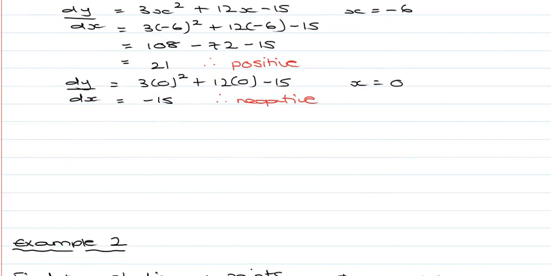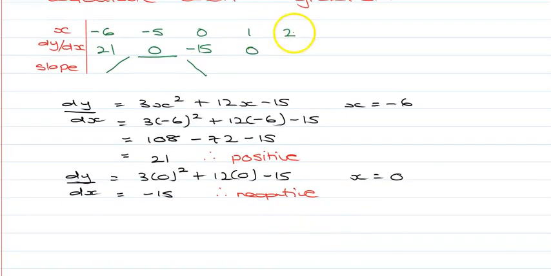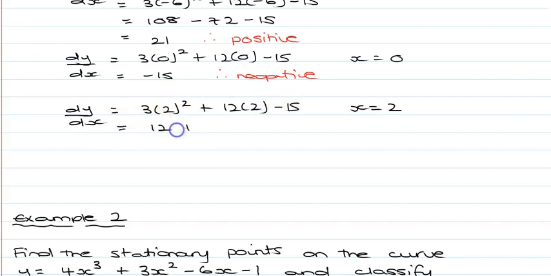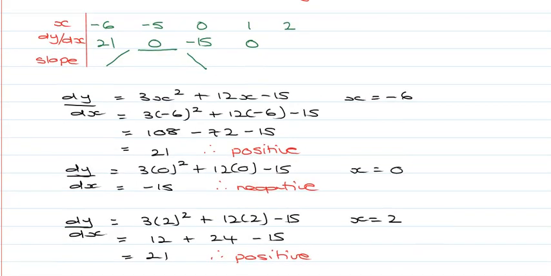Now let's look at the other scenario which we had, x equals 2. So when x equals 2, the gradient is, substitute the values in, 3 times 2 squared plus 12 times 2 minus 15 equals 12 plus the 24 minus the 15 equals 21. And that is a positive number, so therefore it's a positive. So let's have a look at what that will give us in the table. A positive goes like that. So we can see that at the point when x equals 1, we've got a local minimum.